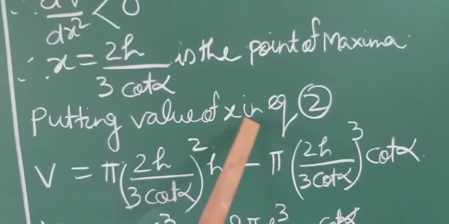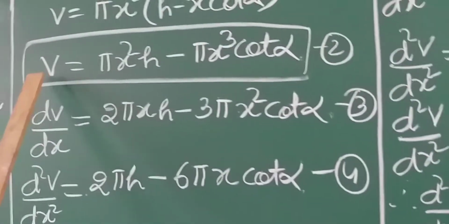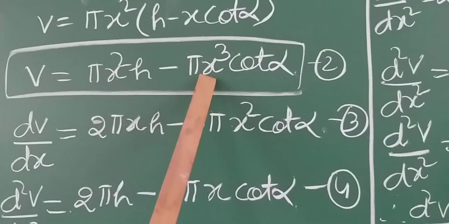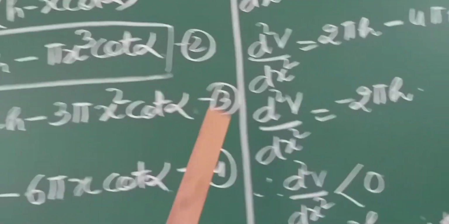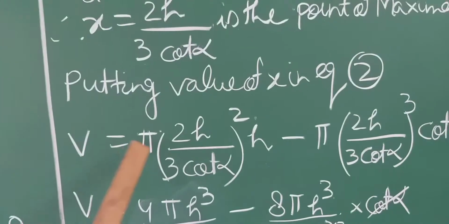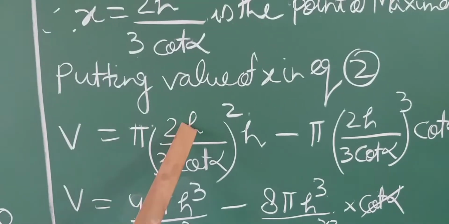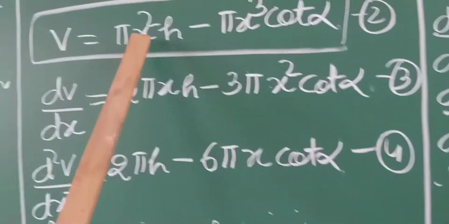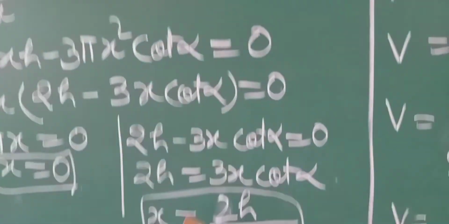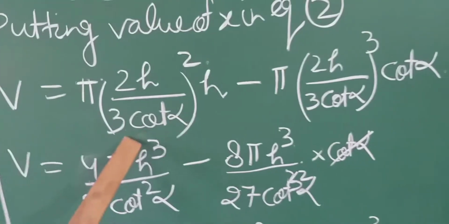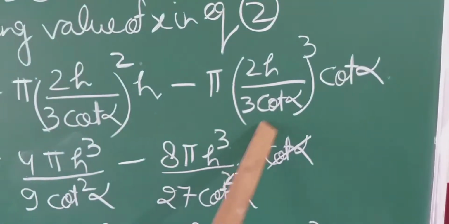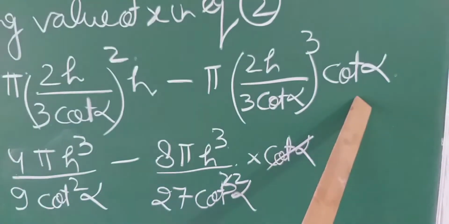Putting value of x in equation number 2, to get the greatest volume, we have to put the value of x here in equation number 2. So v equals pi into 2h upon 3 cot alpha square into h. At the place of x we have to write its value 2h upon 3 cot alpha. Okay, minus pi into 2h upon 3 cot alpha whole cube into cot alpha.